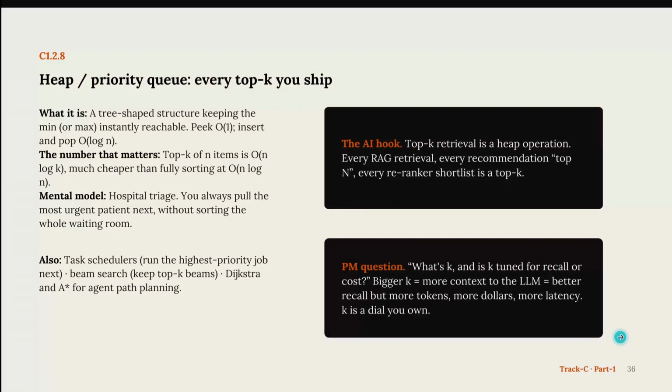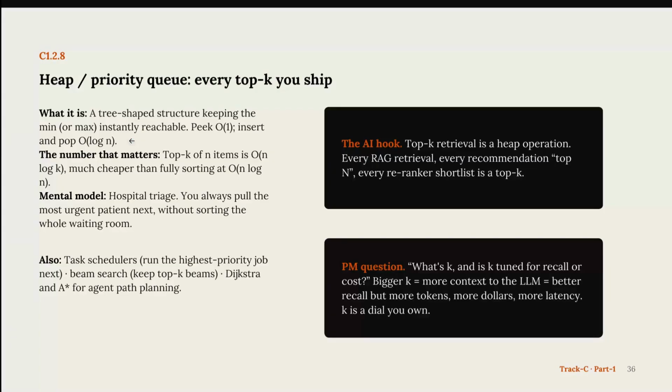The last of the data structures that we are going to look at is the heap. Heap is nothing but a priority queue. We looked at queue. Queue is nothing but first in, first out. And in priority queue, there is a small difference that we take the top k that we have put in. Okay, a tree-shaped structure keeping the min-max instantly reachable. The order with which we can do peek is O(1). Insert or pop, that is, inserting the record or removing it, is O(log n), because you will have to go with half the traversal every time you go deeper and deeper.